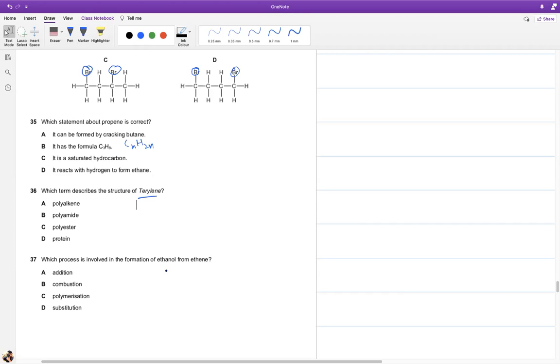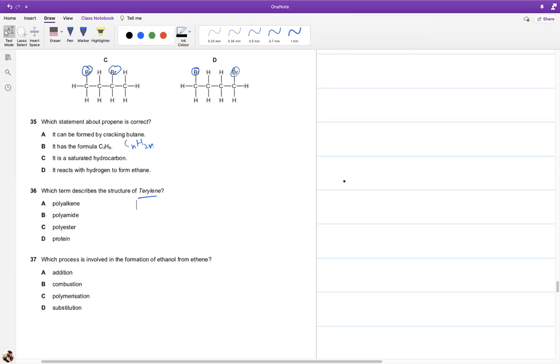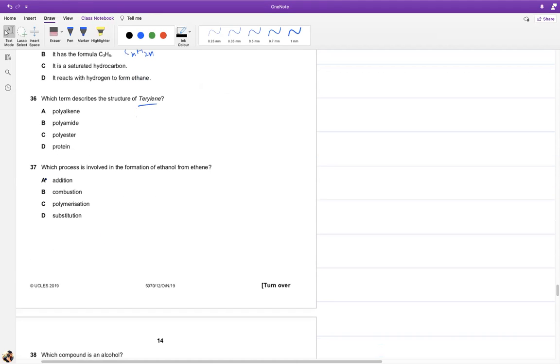Which process is involved in the formation of ethanol from ethene? Ethene is unsaturated and you are adding water to get ethanol. Remember this thing. You add water at high temperature with the catalyst, phosphoric acid catalyst, to make alcohols. So this is addition reaction, hydrolysis reaction. So this is A. All right.